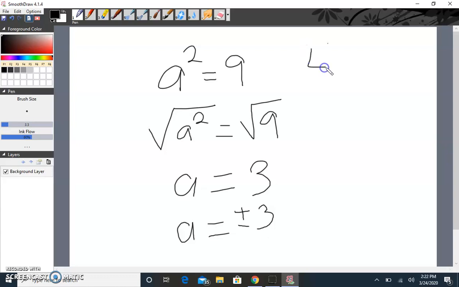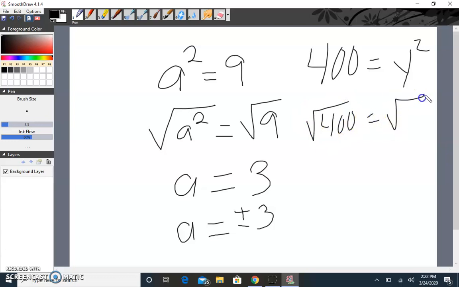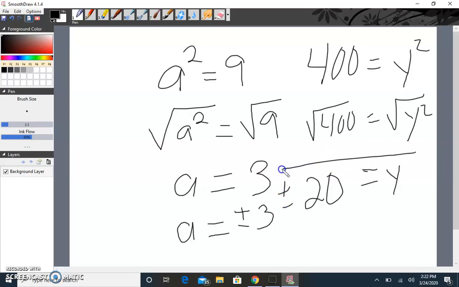You have another one that was on your problems. 400 equals y squared. Same process. We will square root 400. We will square root y squared. y times y gives us y squared. What is the square root of 400? For those of you that don't know, you can factor it out. You can calculate it out. You can use your calculator. And you'll find out that 20 is the square root of 400. And that would be a plus or minus 20.